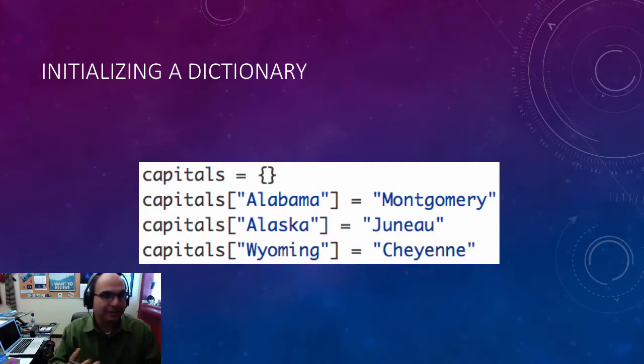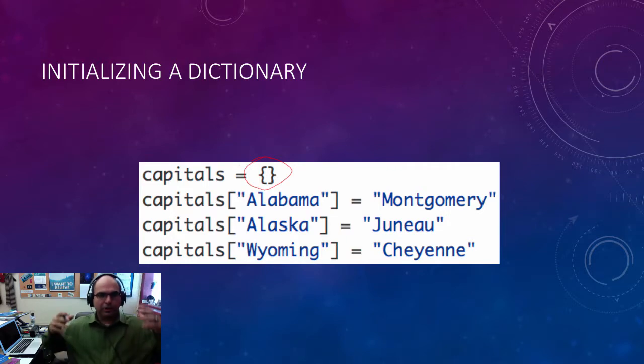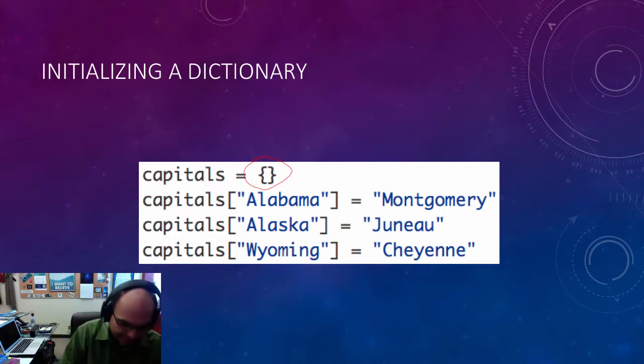I would like to initialize the dictionary so it has some data. This is the capitals dictionary. So what I want is to have the entry for each state. Capital of Alabama is Montgomery. The capital of Alaska is Juneau. Wyoming, of course, is Cheyenne. So the way that I can build it is I start here. Open brace, close brace, that is an empty dictionary, right? So capitals starts out as an empty dictionary, and then I add one line at a time.